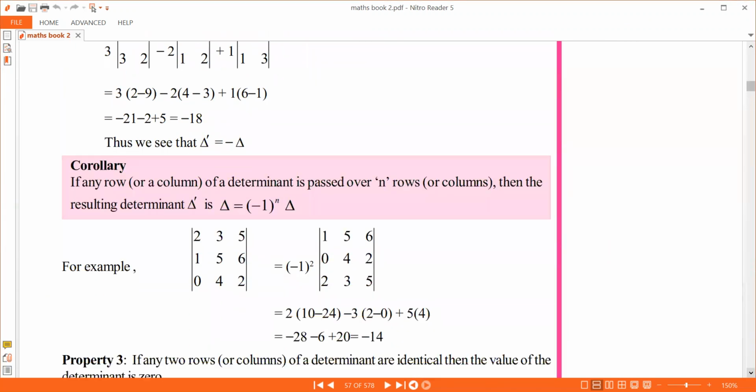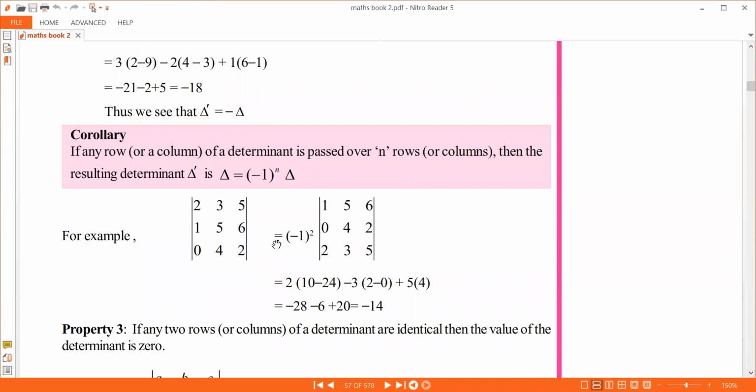So that is what is explained. If any two rows or columns of the determinant are interchanged n times, then the resulting determinant delta is equal to minus 1 power n times the original. This is a very nice explanation; I have not seen this in many books. It depends upon how many swaps you are doing. Suppose you are doing 2 swaps, minus 1 whole square remains 1.